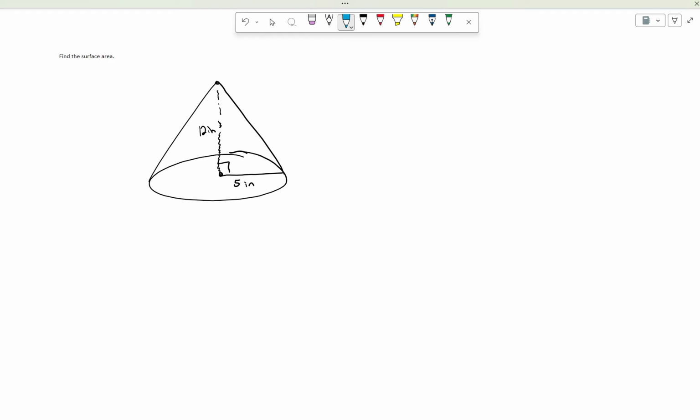Now, this is a cone, all right? So this is going to be B plus 1/2 of circumference times slant height. So pi times my radius, which is this guy, 5 squared, plus 1/2 of pi times the diameter, which is 10, times the slant height. So this thing, L. Now L is going to be out here. This is L.